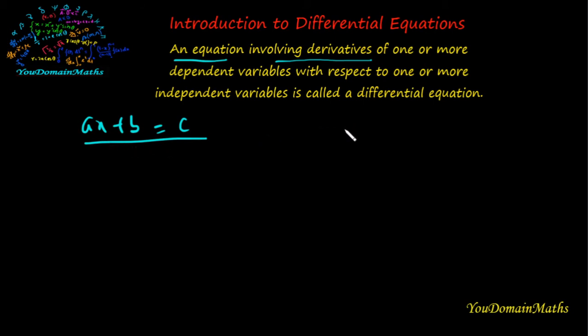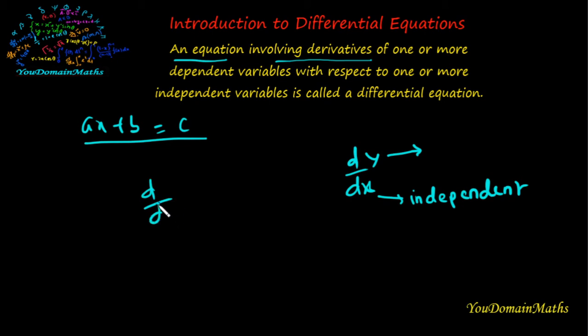So what is a derivative? d/dx of y, this is the derivative. Here x is the independent variable and y is the dependent variable. The actual spelling is d/dx of y. Sometimes we read it as dy by dx, but it is d/dx of y.